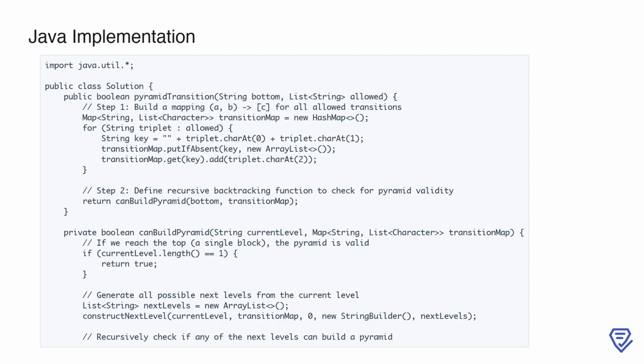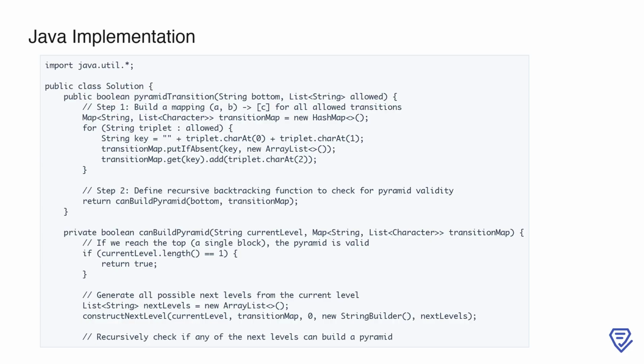The first step is to build a mapping for all allowed transitions, where each pair of characters maps to a list of possible third characters. This is done using a hash map called transition map. For every triplet in the allowed list, we extract the first two characters as the key and the third character as the value. If the key doesn't already exist in the map, we initialize it with a new list and then add the third character to that list.